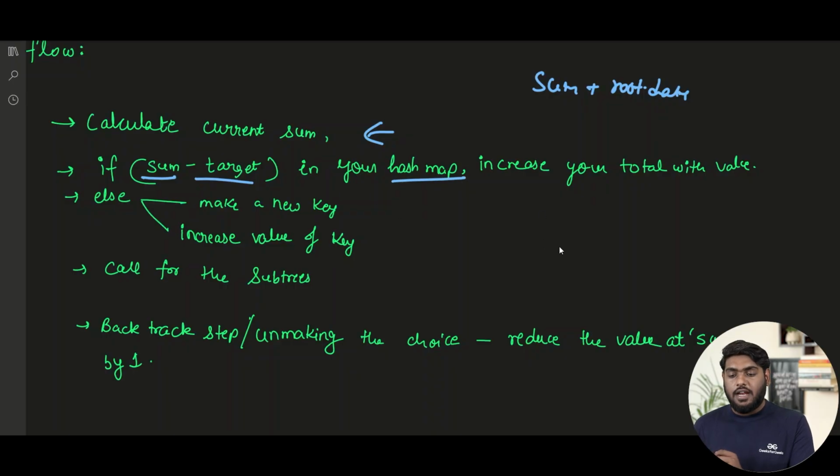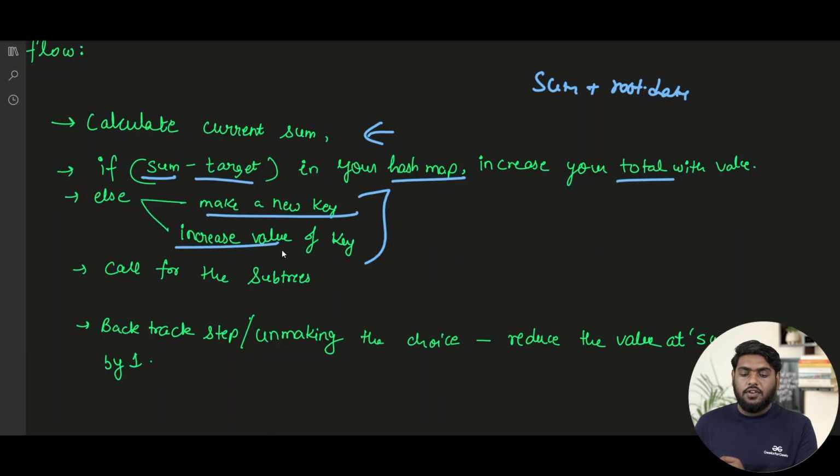If that is present in our hash map, we need to increase our total with the value corresponding to it. Else, what do we have to do? We have to either make a new key if that is not already present. If that is already present, we need to increase the value of the key by 1. Okay. Now, once this is done, this is the main logic.